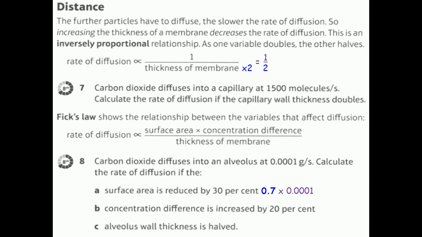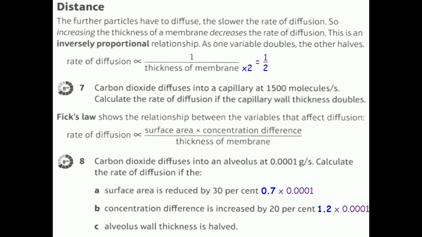Okay, in question 8b, the concentration difference is increased by 20%. So if you increase something by 20%, it is now 1.2 times more than what it was. So if the concentration difference increases by 20%, the rate of diffusion should also, because it's directly proportional, increase by 20%. So it's 1.2 times the value it was previously.